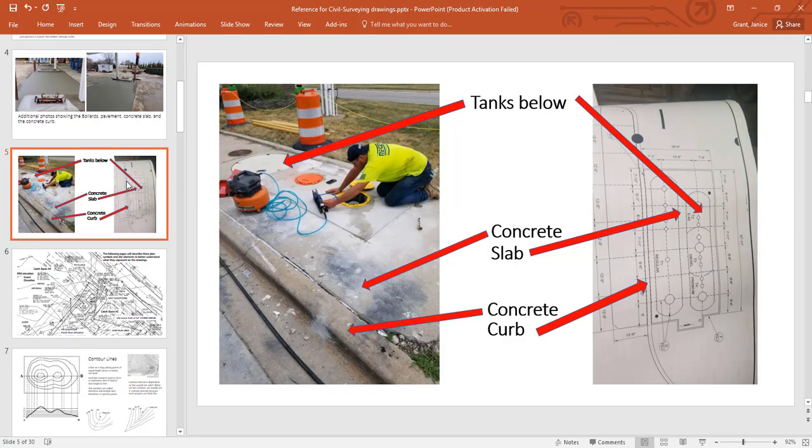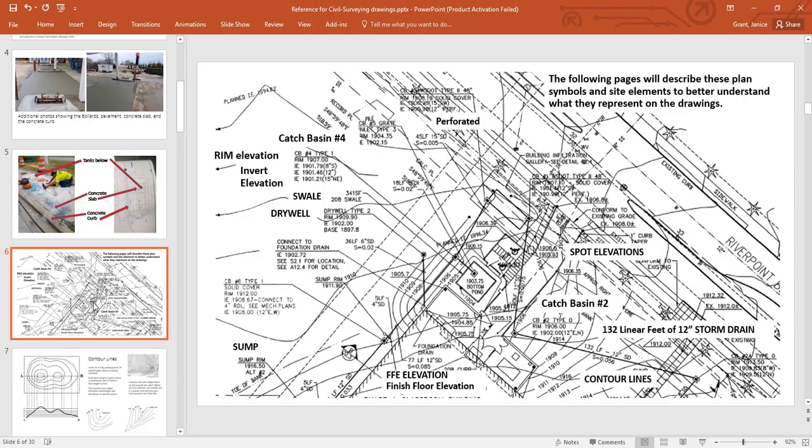So you see a photo of the actual curb and some of the pieces over here. You'll see that as we continue, there are spot elevations, and there's the drawing of it. The drawing of the curb is right here, and here's the concrete slab, and then these are the tanks. Okay, so in this slide, you'll see that some of these words are words that you found in chapter 3, like a dry well, a swale.